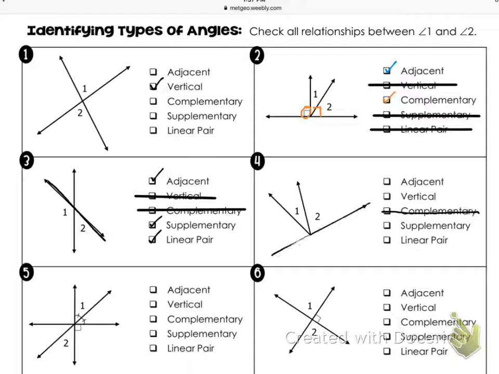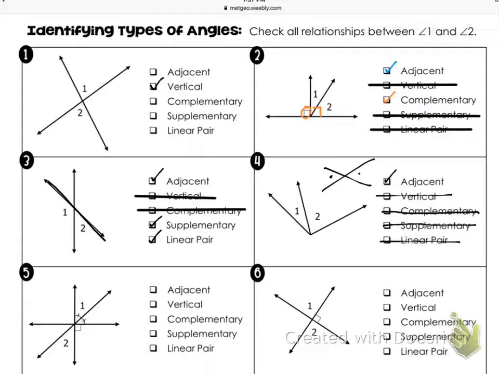They're not on a straight line, so the supplementary and linear pair are also out. They're not across from each other, so vertical is out. So the only thing that's left for these is that they're adjacent to one another.